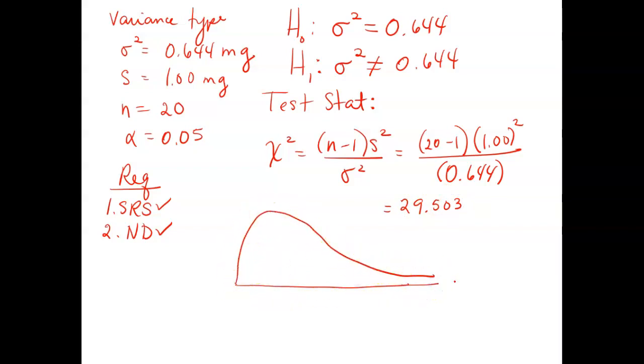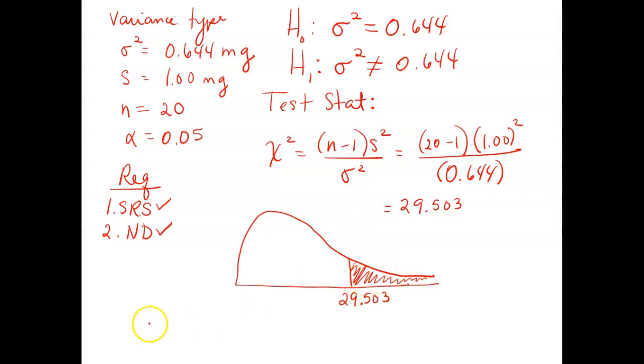Okay, so we need to find our p-value. So we've got 29.503. On a two-tailed test, and it's chi-squared, it's a little difficult to know whether to put our test statistic on the right or on the left. For now, I'm going to go ahead and tell you to put it on the right so you can see how it works, and then I'm going to show you how we would know if we put it on the wrong side.